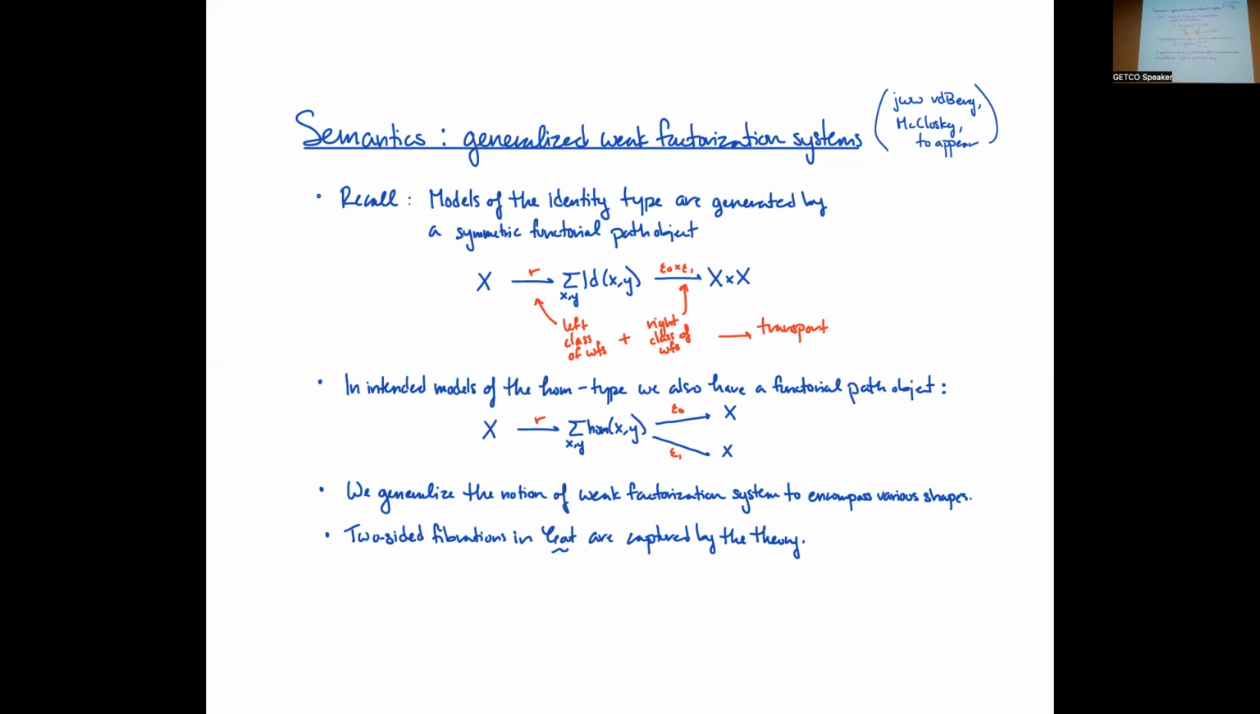Okay, and so we've done this, but I just want to say that in particular, the two-sided fibrations studied in the 70s by Street in the theory of categories are captured by the theory, the same way that this notion of weak factorization system can capture the notion of isofibrations in categories I talked about before.